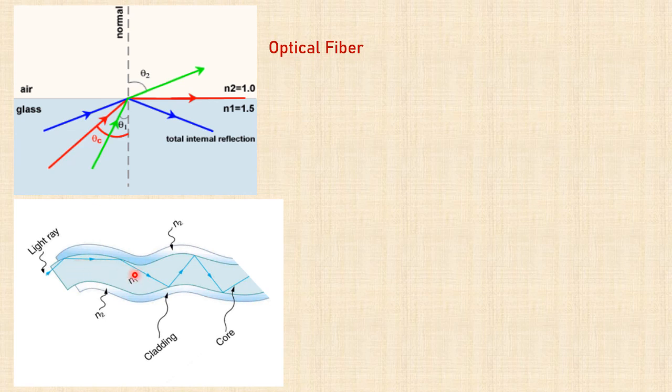We have a denser core and now there is a rarer medium covering that. We call this a cladding. So this layer is cladding, this layer is core. When I try to incident light, and if it falls at an angle greater than the critical angle, it gets reflected back into the same medium. So light gets confined only to this particular core and gets propagated.